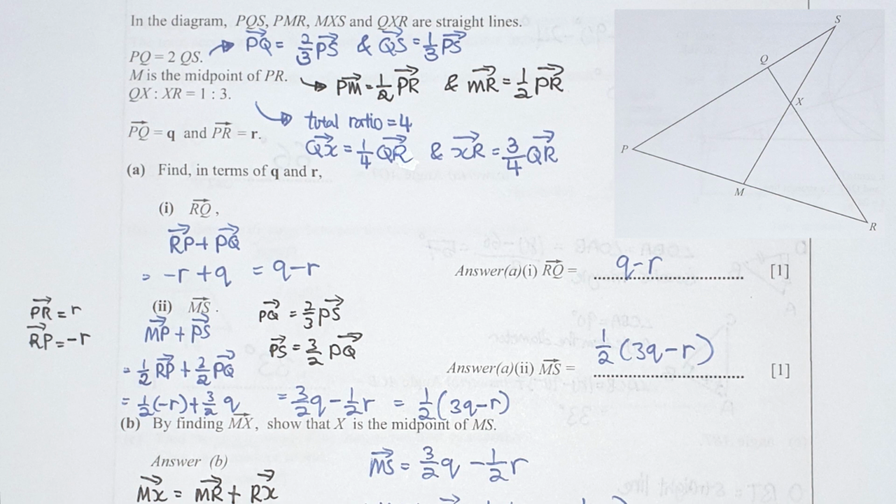So part A, number 1, identifying RQ. This one we'll be using RP plus PQ. RP equals negative R because we only have PR's value as R. When you change the direction, you're required to add a negative there. So negative R plus Q equals Q minus R.